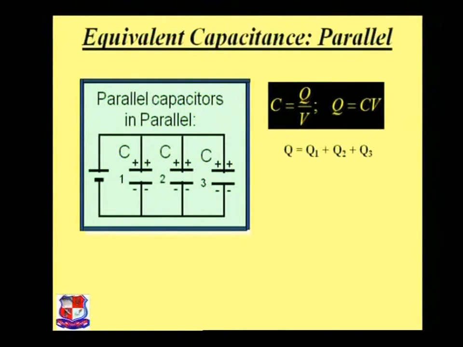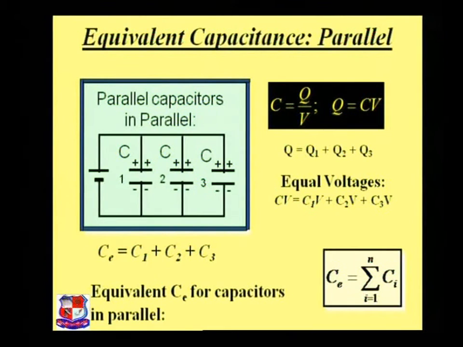C is the capacitance of the capacitor, that is given by the quantity C equals Q by V. Q is the charge of the capacitor, which is the product of the capacitance and the applied voltage, that is C into V. Q equals Q1 plus Q2 plus Q3, it is the summation of all this charge stored in the capacitor.